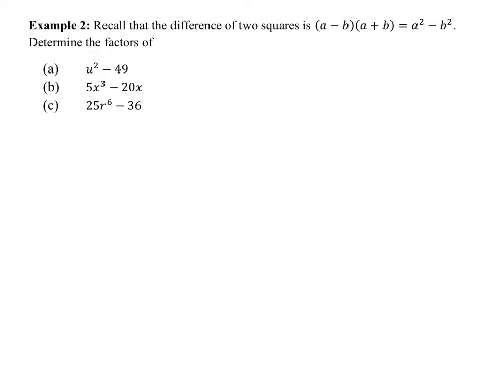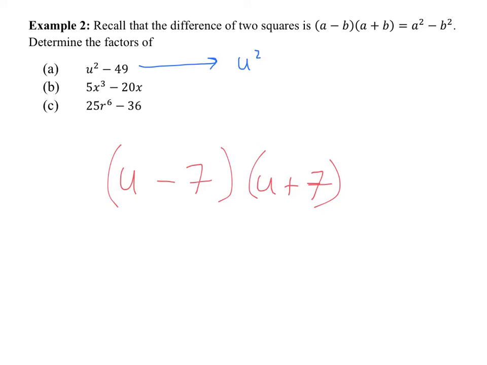U minus 7 times u plus 7. How are you getting that, Charles? Well, you're correct. First, you have to get rid of the middle term, so you can't have two negatives. And u squared you can break down into two u's. And 49, the square root is 7. Good. Once we identify that, we now have A and B. When something looks like a difference of two squares, think about what each of those squares would be. Well, it's u squared minus 7 squared.